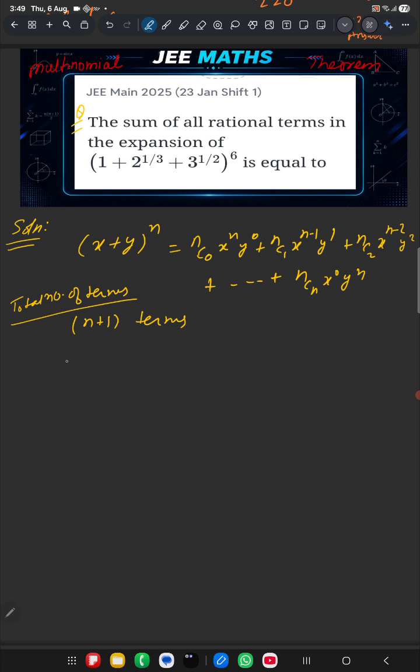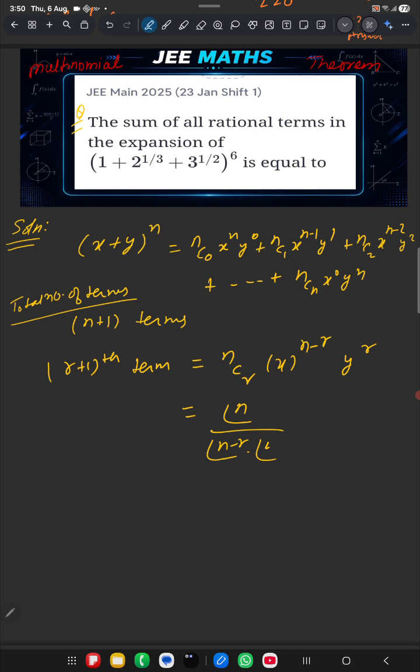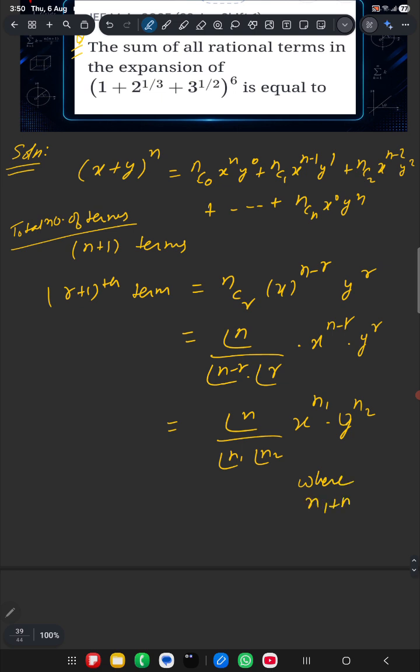Also, the (r+1)th term will be nCr x^(n-r) y^r, which can be written as factorial n upon factorial (n-r) into factorial r, into x^(n-r) into y^r. Or if I assume n minus r as n1 and r as n2, then I can write it with x^n1 y^n2, where n1 + n2 is equal to n, because n1 is n minus r and n2 is r.